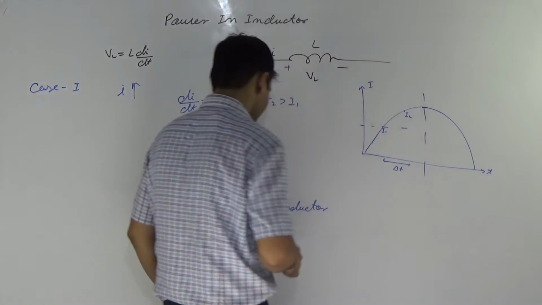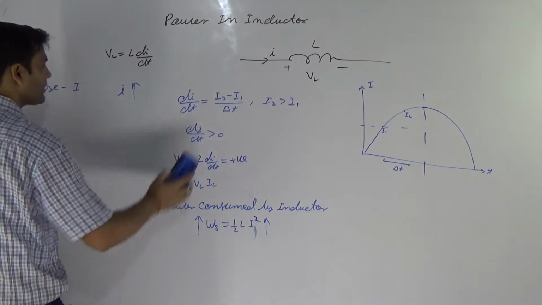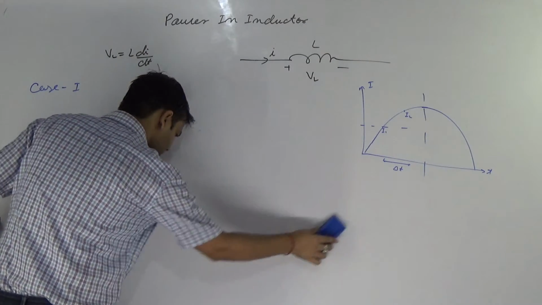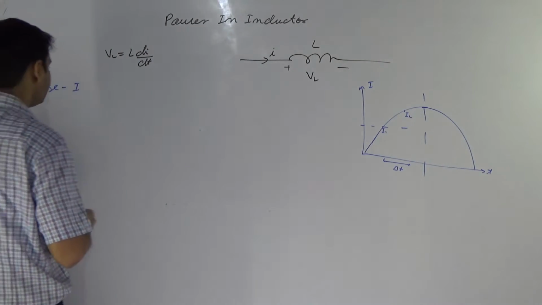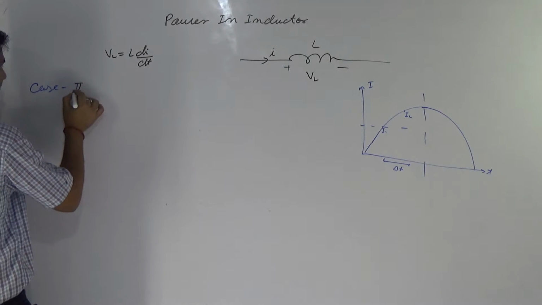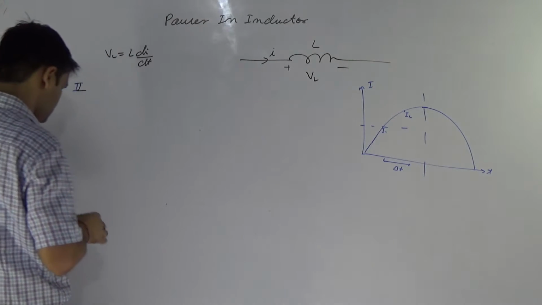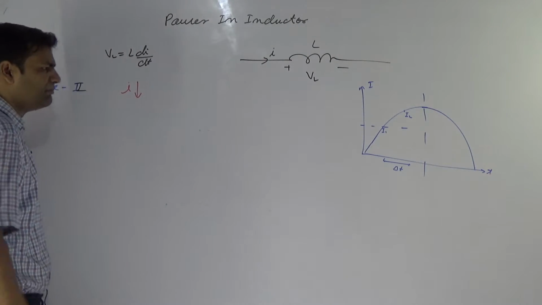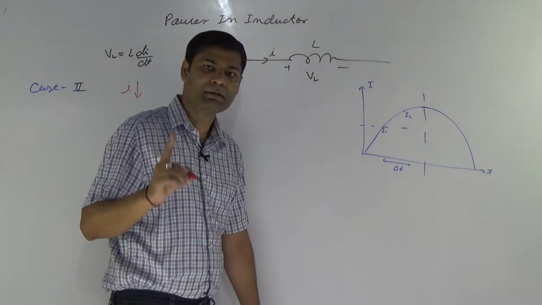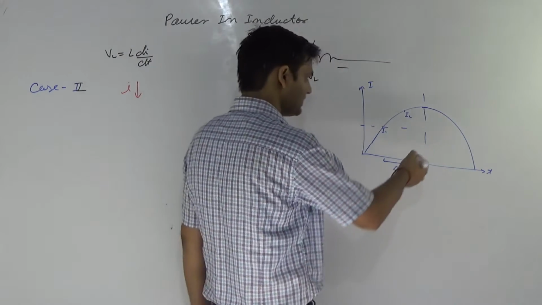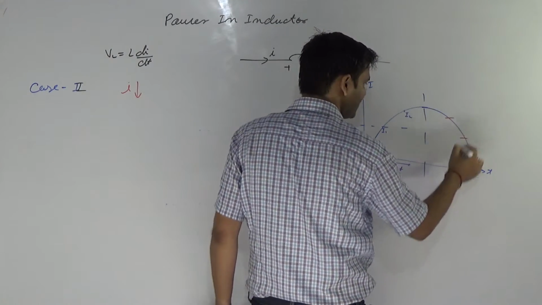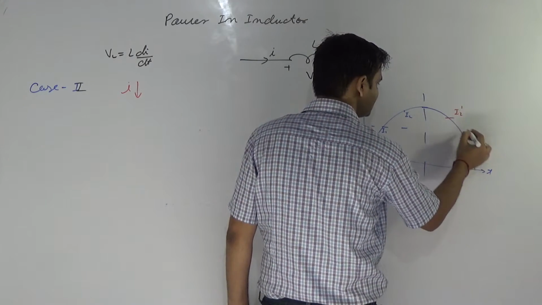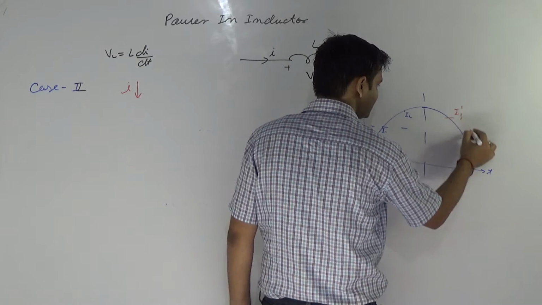Another way, this is the case first. Now, if another case second, if I decreases in magnitude, for example, the circuit looks like this graph. This is I1 dash, this is I2 dash.